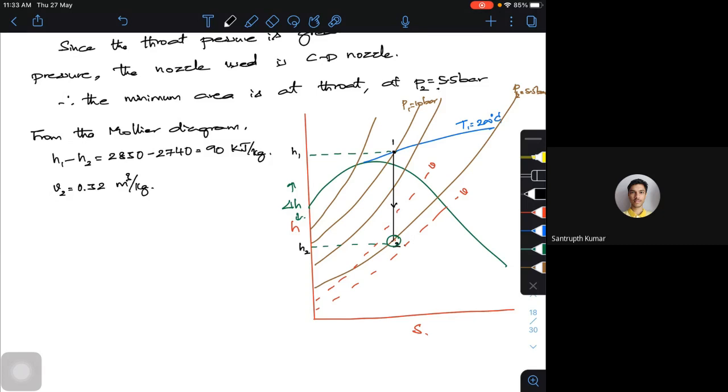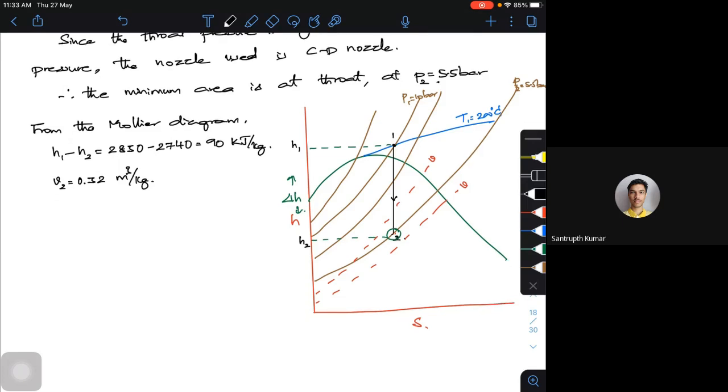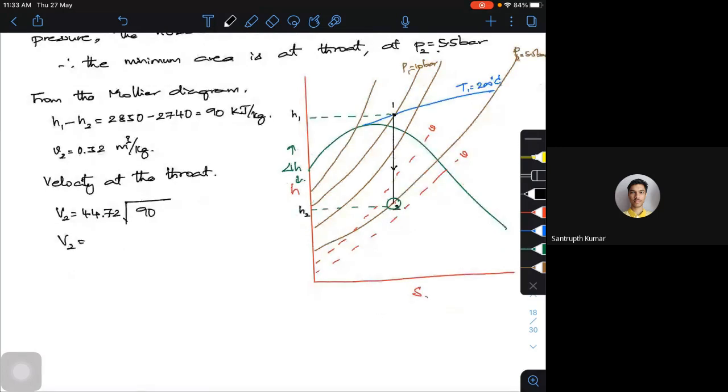There will be pressure lines, there will be volume lines. Both lines will be there in the Mollier chart. Once you get this, let's find the exit velocity, or velocity at the throat, where it will be maximum. That is V2, given by 44.72 into square root of 90. If you do that, I'll get a value of the velocity at the throat.